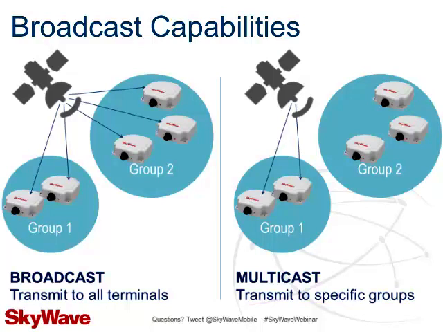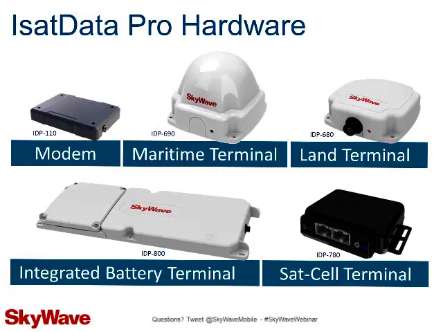Now, the hardware terminals that support the IsatData Pro service are as follows. So we have a modem that's designed to be embedded into larger systems and can be ready to provide an immediate communication link anywhere in the world. But by far the most popular IDP hardware are the terminals. They have the IDP modem encased in environmentally sealed enclosures and include a GPS chip, inputs for digital, analog, and serial sensors, and an onboard processor to customize the behavior of the terminal.